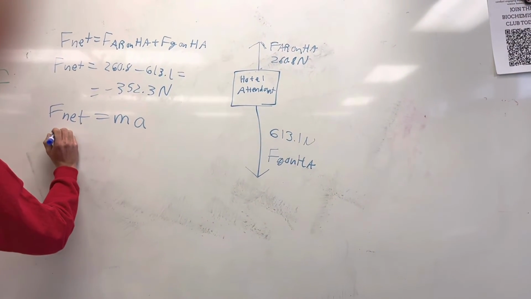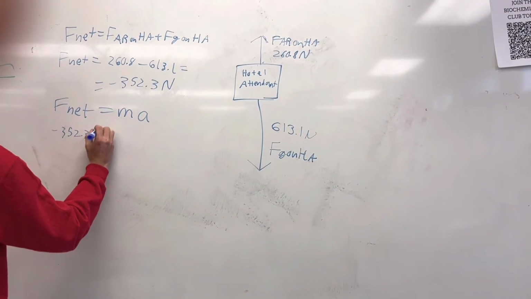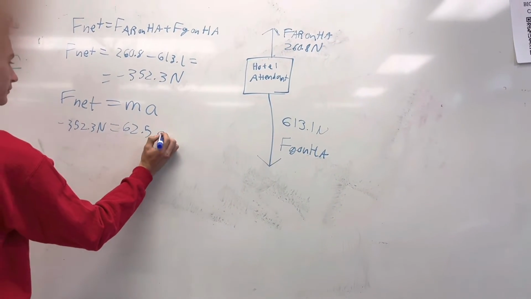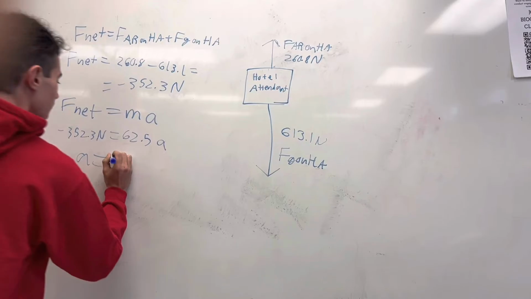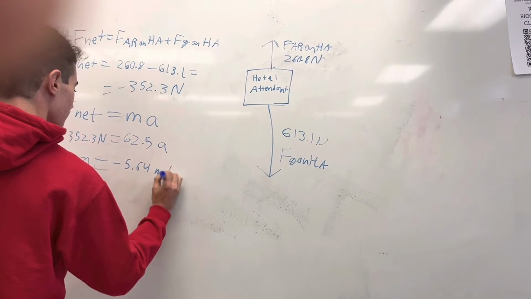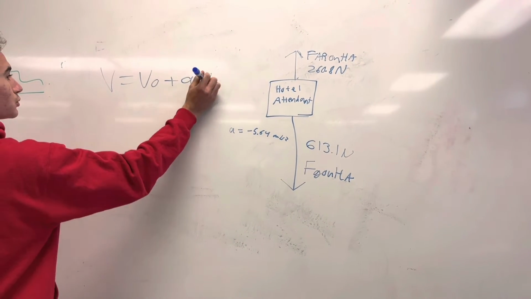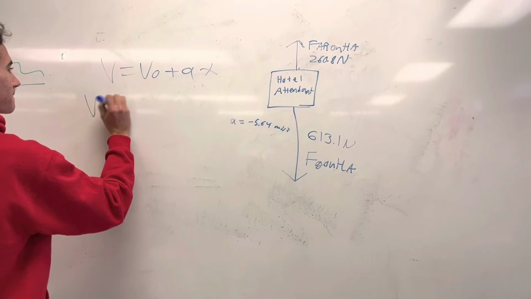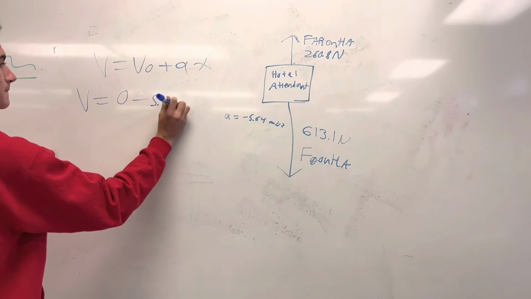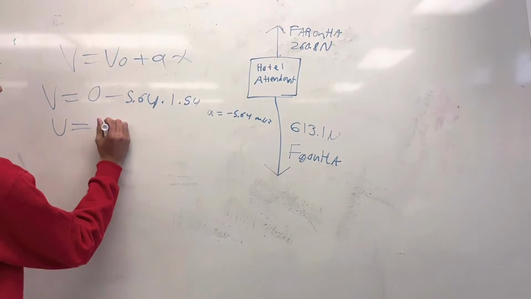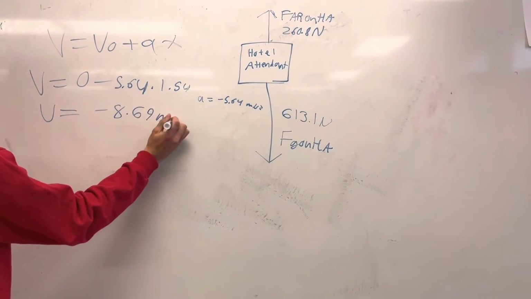But now we want to find the actual acceleration when including air resistance. So we use F net equals ma, and put in the net force we just found. The mass of the man did not change. So we get an acceleration of negative 5.64 meters per second squared. We use the third kinematic equation again to find the final velocity when accounting for air resistance. We plug in the acceleration we got times the time, so we get negative 8.69 meters per second.